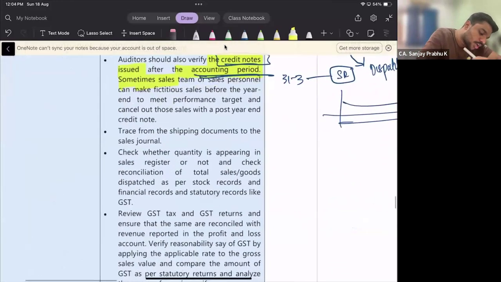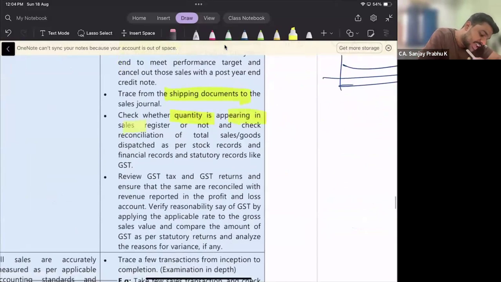Trace from the shipping documents. Verify the shipping documents. Check whether the quantities appear in the sales register or not, and check the reconciliation of total sales with goods dispatched as per the stock record and financial records and statutory records like GST.